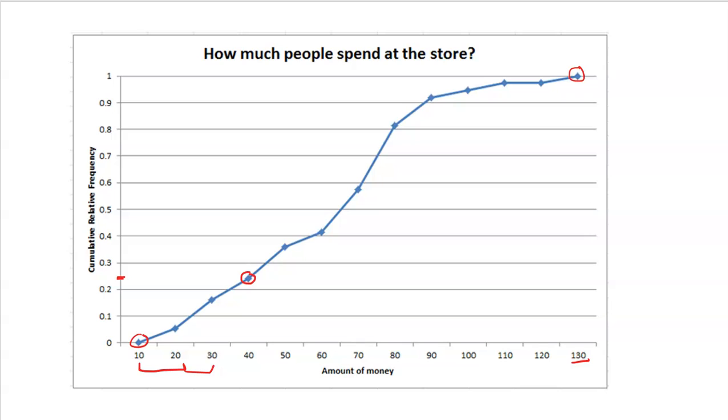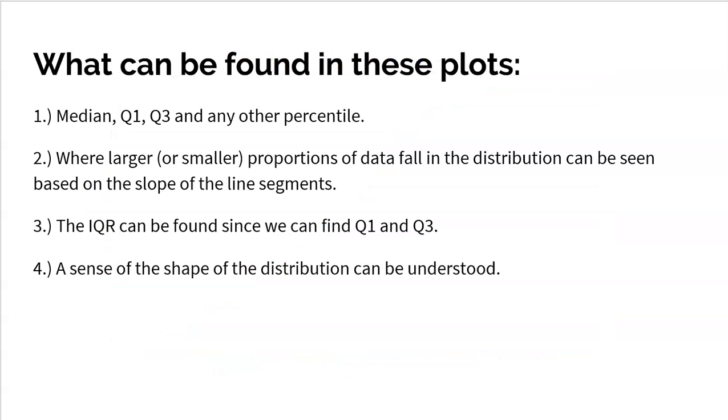So every one of these dots shows the percentile for that particular dollar amount. Now, what other items can be found in these plots? The first thing we can do is identify the median, Q1, Q3, and any other percentile. Remember, the median is known as the 50th percentile: 50% of the data is above it and 50% is below it. So the percentile is 50%. Q1 is the 25th percentile, and Q3 is the 75th percentile.